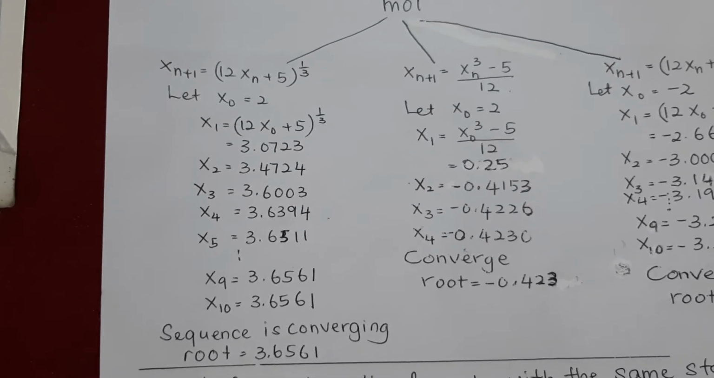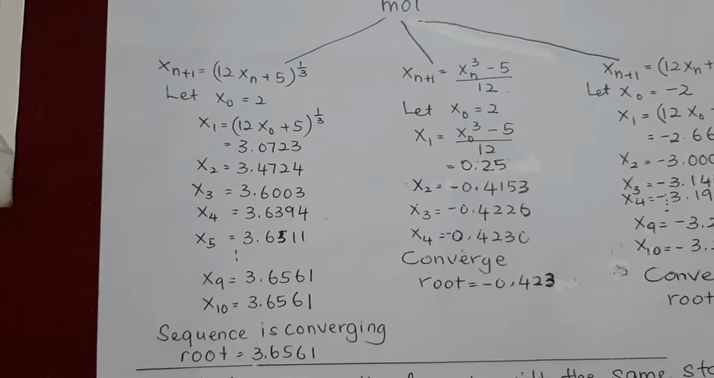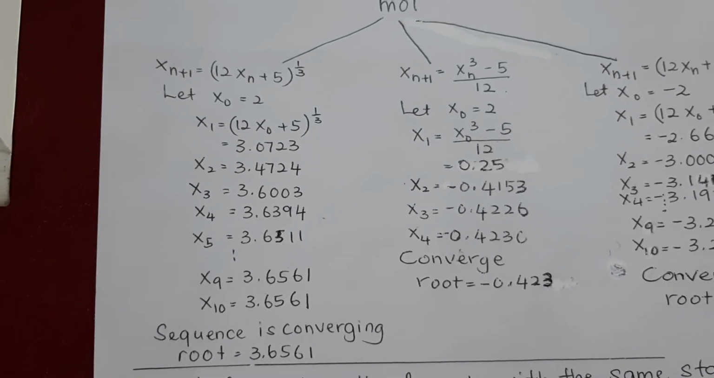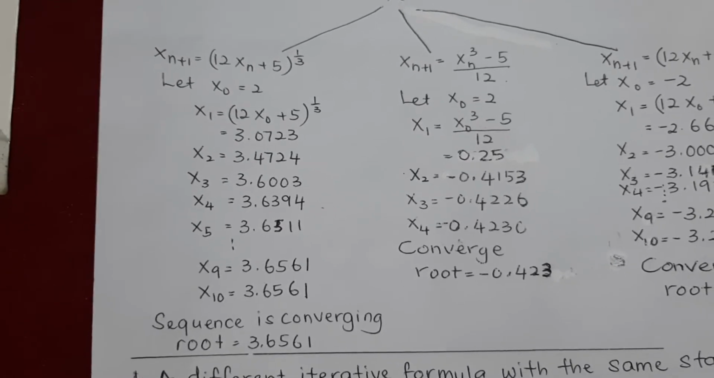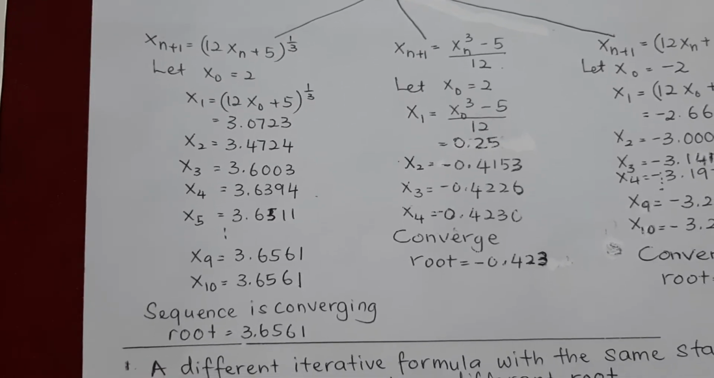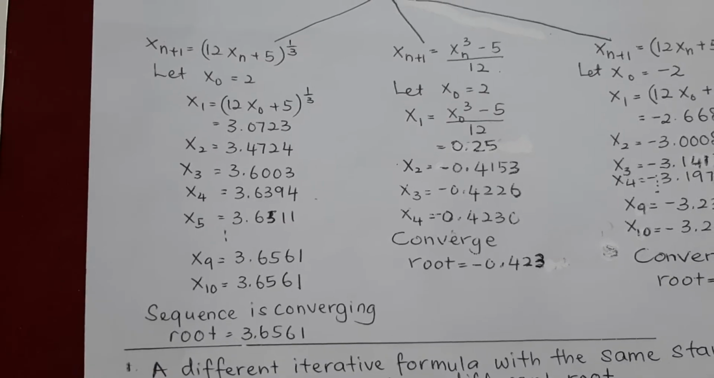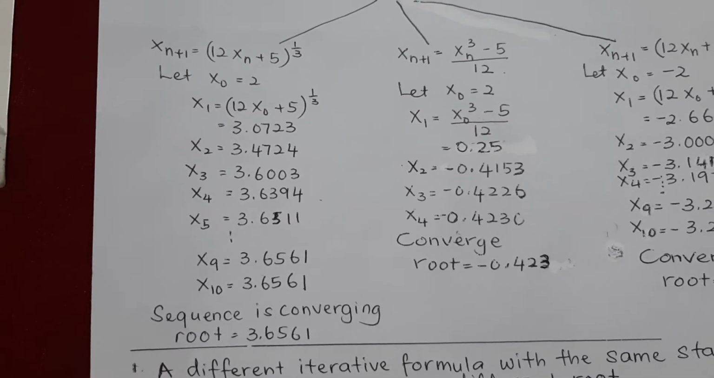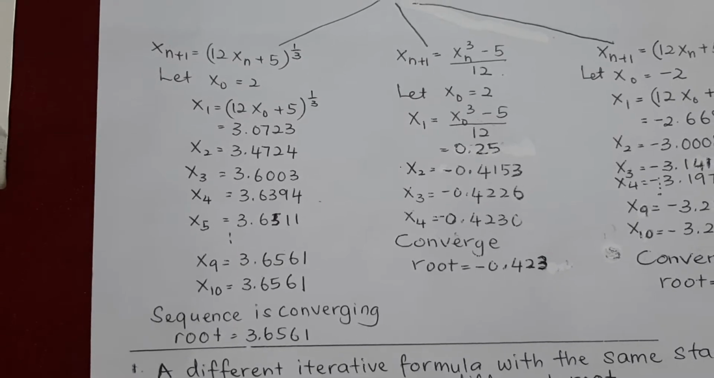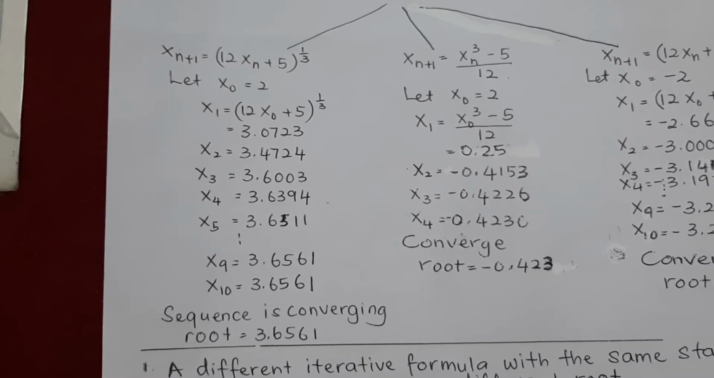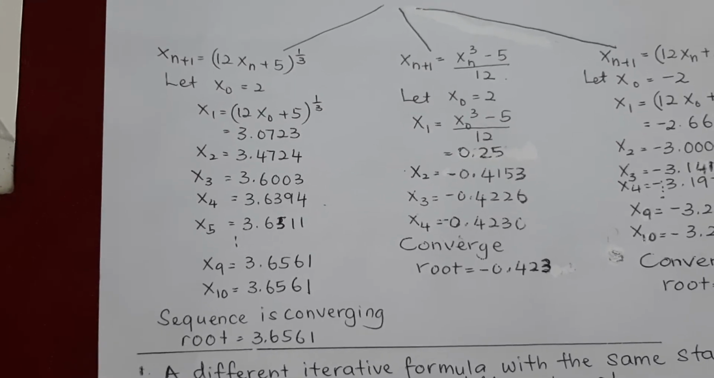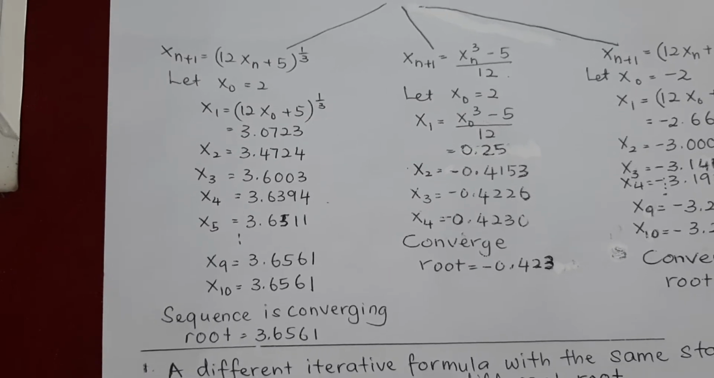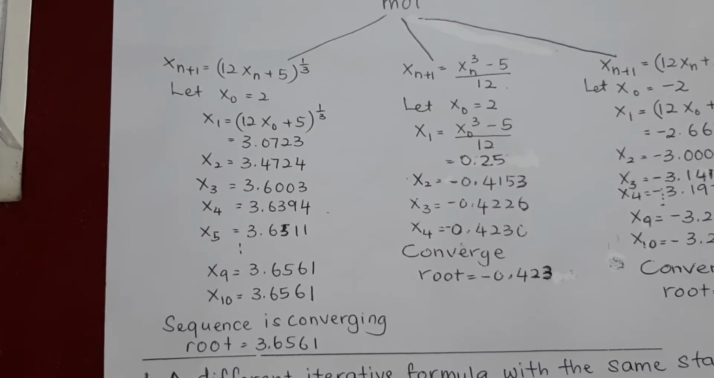So if you want 6561, stop there. It seems that the sequence is converging to the root that is 3.656. I would keep 3 decimal places. That should be enough. 3.656. That's the first set of iteration.